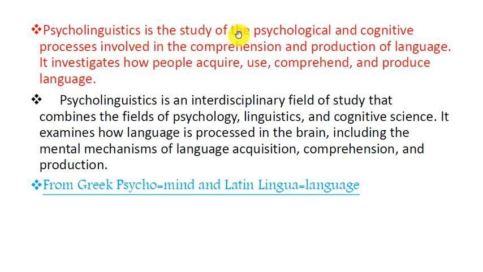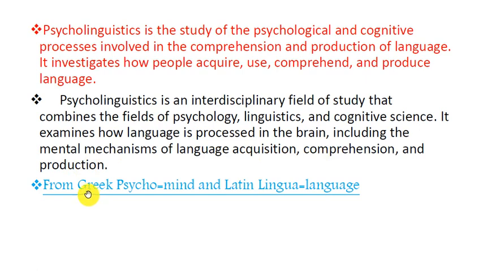Psycholinguistics is the study of the psychological and cognitive processes involved in the comprehension and production of language. It investigates how people acquire, use, comprehend, and produce language. Actually, psycholinguistics is an interdisciplinary field of study that combines the fields of psychology, linguistics, and cognitive science. It examines how language is processed in the brain, including the mental mechanisms of language acquisition, comprehension, and production.